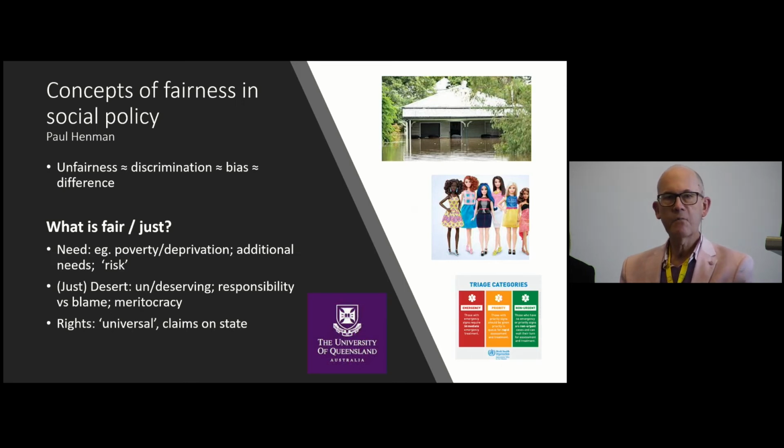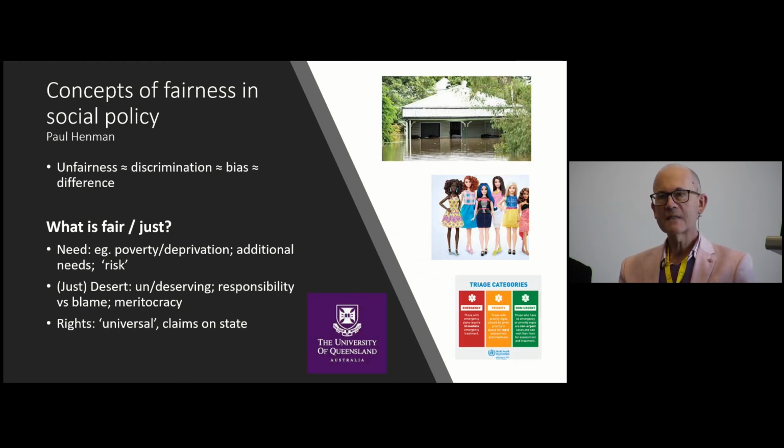And the third example there I give is the example of health triage, for example prioritising lung transplants. Doctors make decisions about who they will prioritise. There's a bias in there, but how do we know when that is biased or fair? So when we talk about social policy, fairness relates to the concepts of justice, as Jackie was talking about.